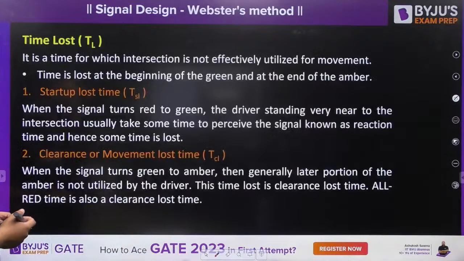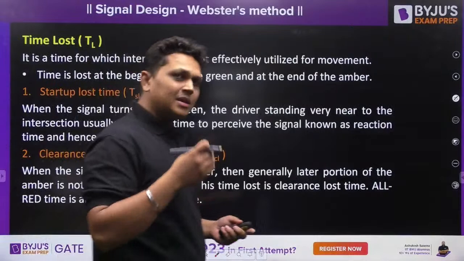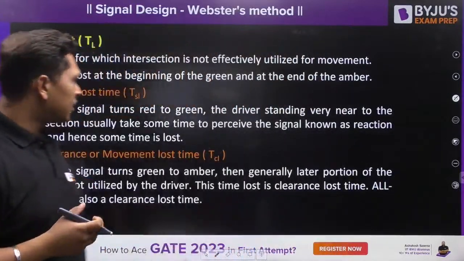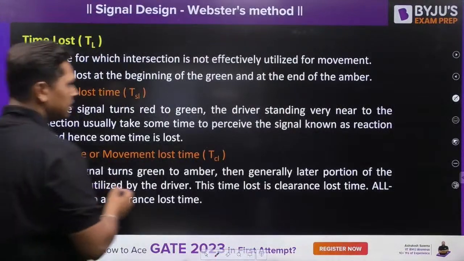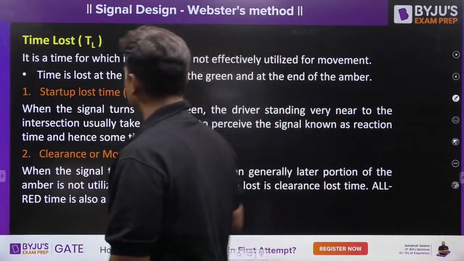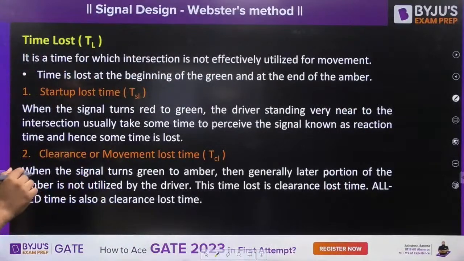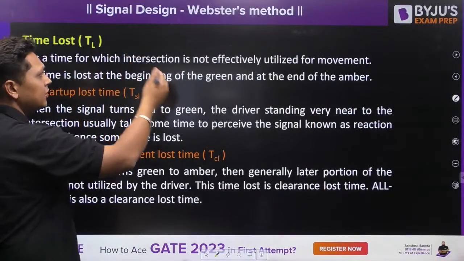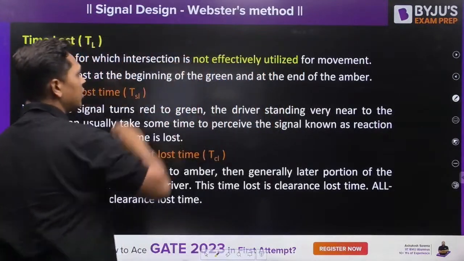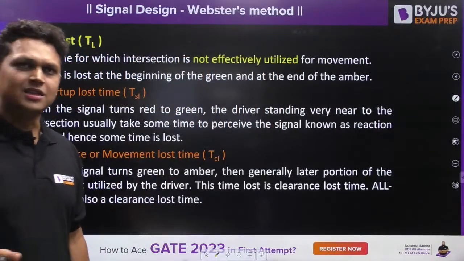Right. Now there is some time lost also. Now what is this time lost? Okay, so there are two types of time lost. When there is the time of the cycle length which is not effectively utilized, it will be called time lost.